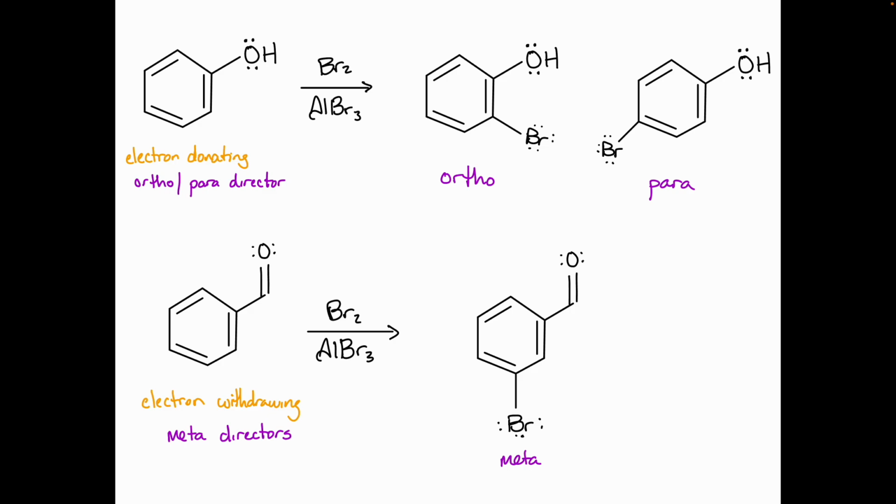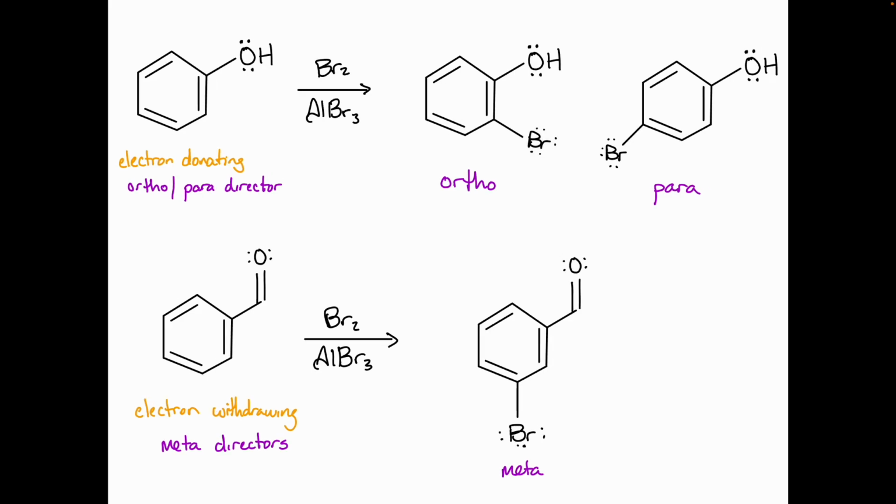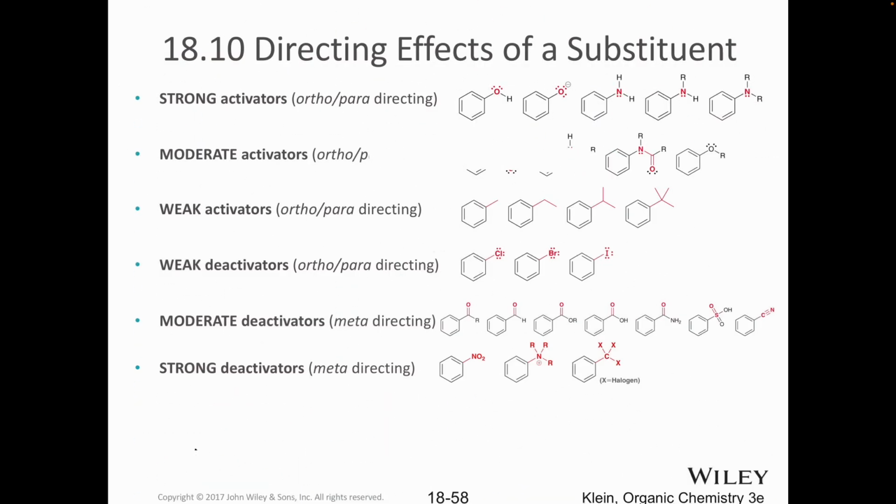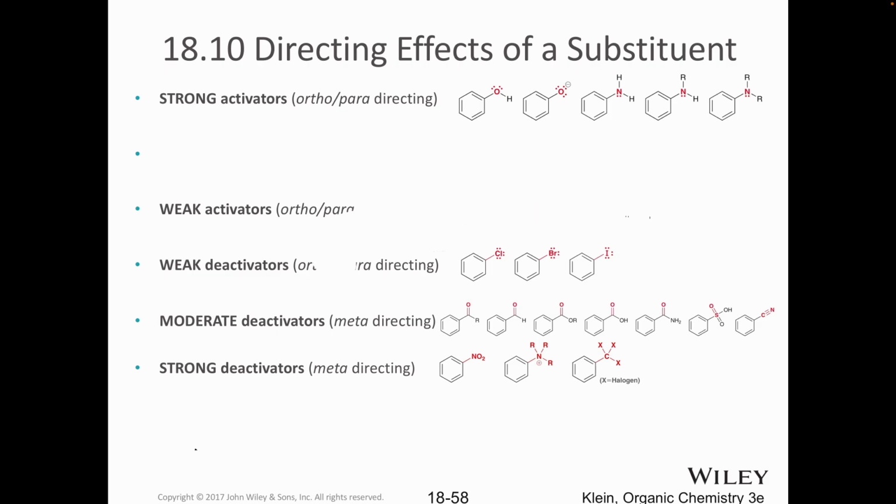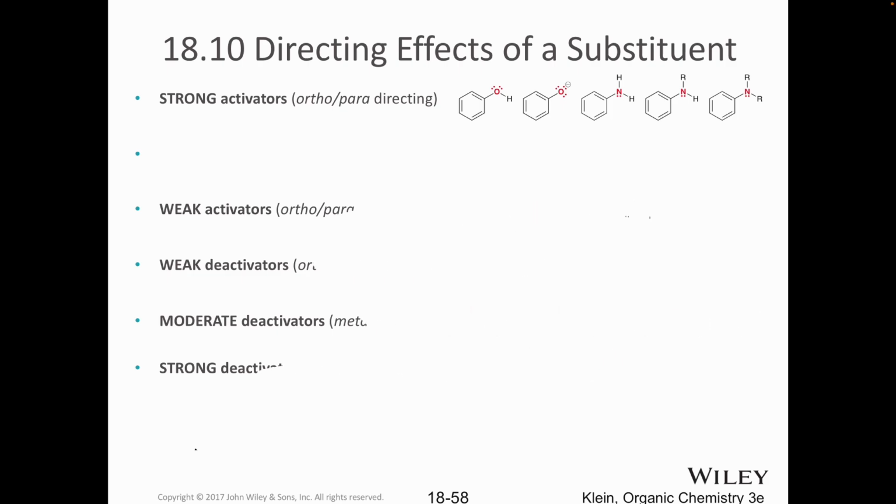All right, cool. So we have certain things that when they're on the ring, we consider them electron donating groups. Those are ortho-para directors. There are other things on the ring that we consider electron withdrawing groups. Those are meta-directors. Now let's take a look at our big cheat sheet here of ortho-para versus meta-directors. We're going to make this a little bit less scary to start out with. We'll go through these one by one.